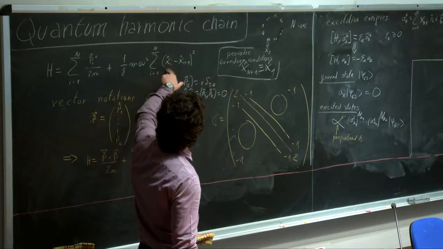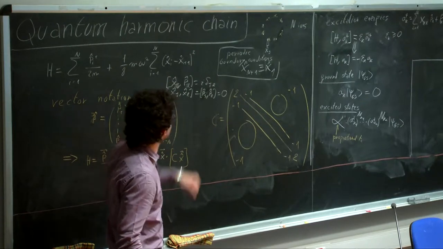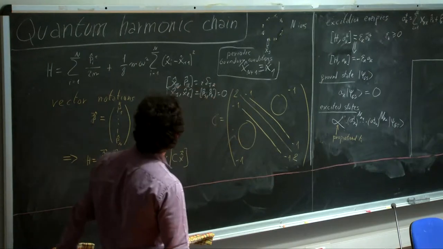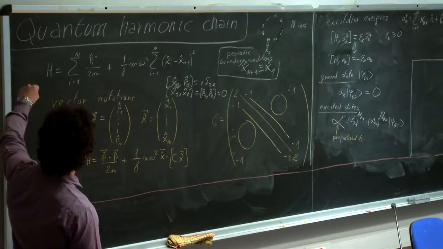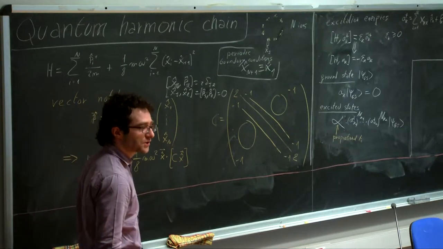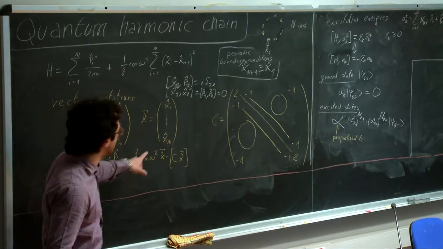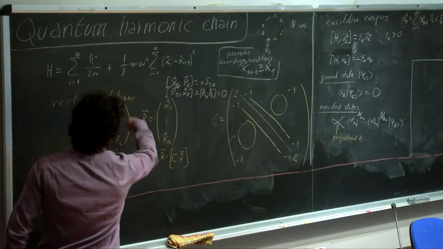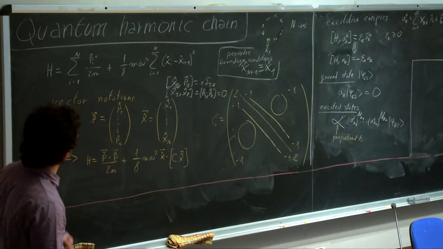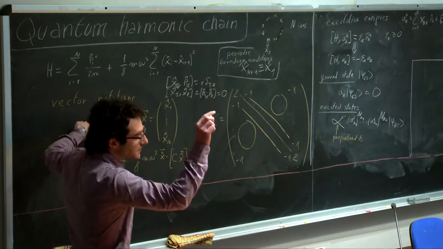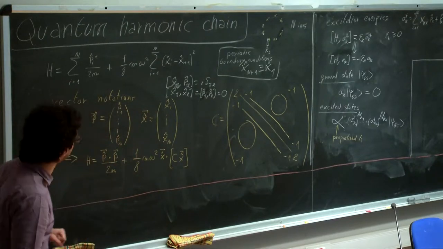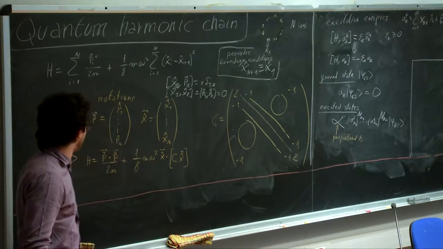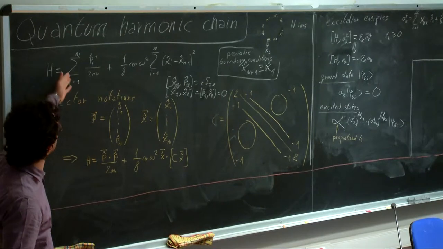Pi is the conjugate momentum of xi, so they satisfy this commutation relation. h bar is equal to 1. Then, let's introduce this kind of vector notation. We have n momenta and n coordinate position variables, so we can collect them in some vector. I define this vector p hat, and this is the same for the x. Now, using this notation, it is simple to show that the Hamiltonian is written this way.